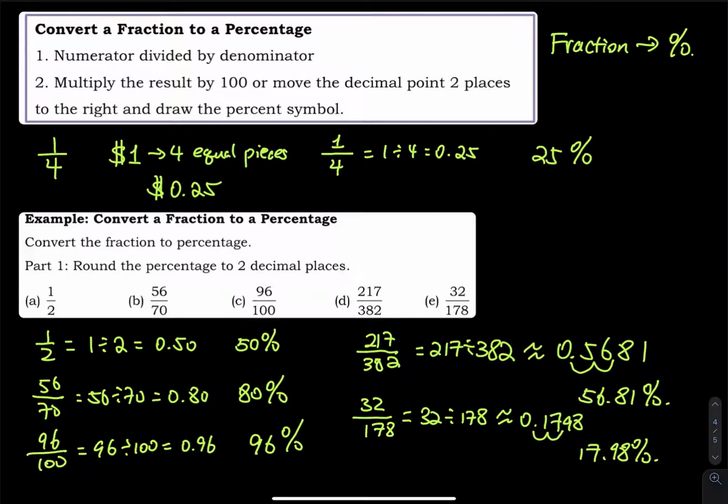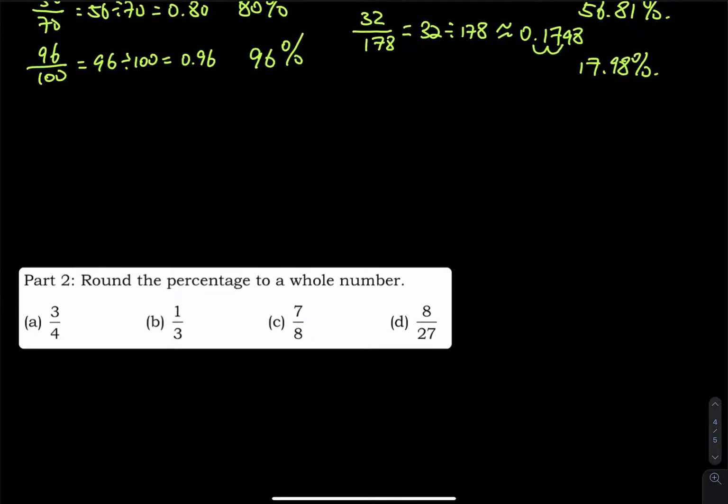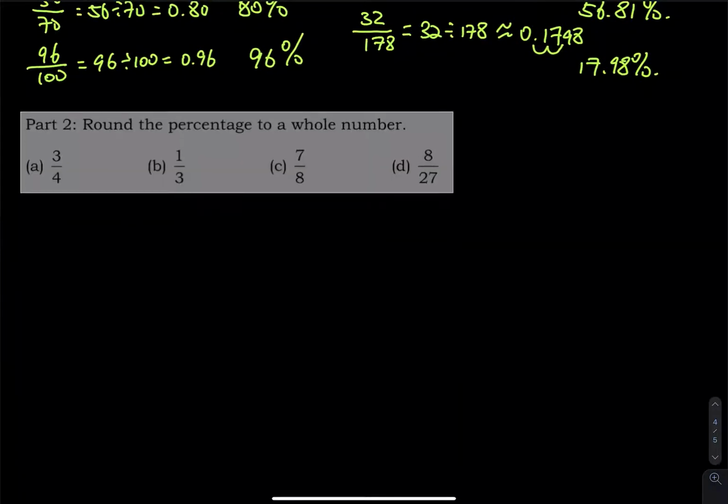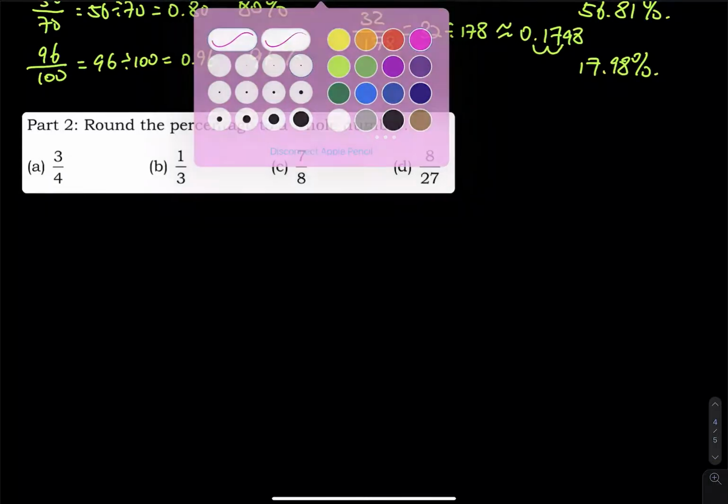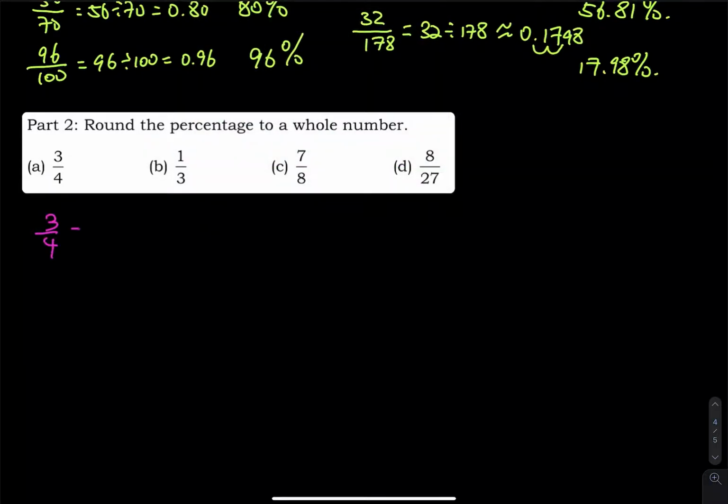And then I have one more part for you. In this part, I want to round this to a whole number. So let's switch color for this. So 3 over 4 equals 3 divided by 4. 3 divided by 4 equals 0.75. And then you move the decimal point 2 steps, that is 75%. This is already a whole number. You don't need to do anything else.